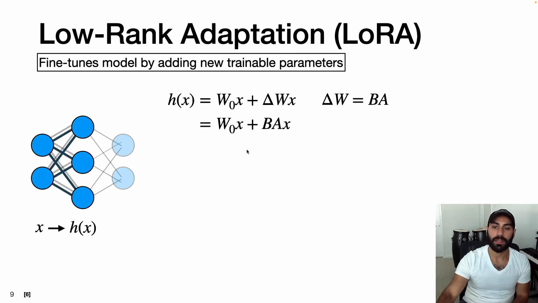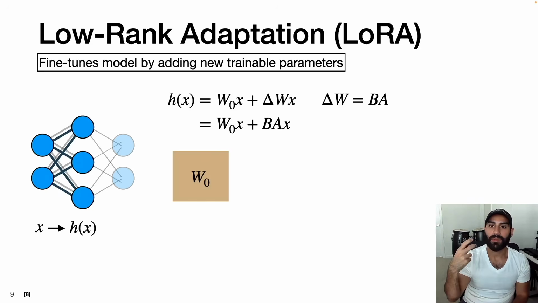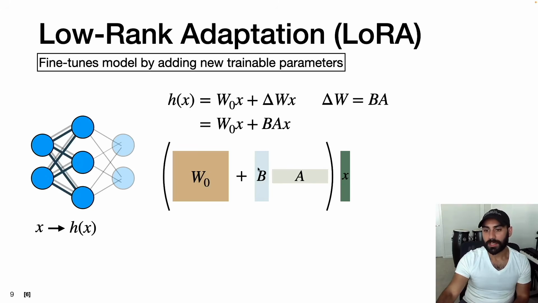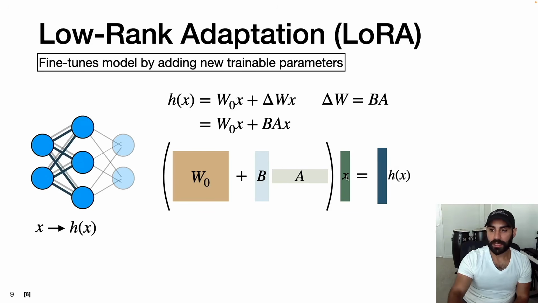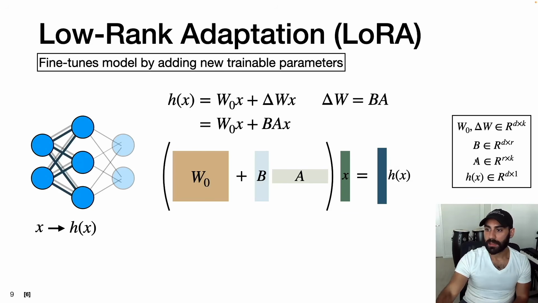In this case, our hidden layer becomes W naught times x plus BA times x. Looking at this more visually, we have W naught, which is the same weight matrix we saw in the previous slide, but now we have B and A, which have far fewer terms than W naught does. And then what we can do is through matrix multiplication, generate a matrix of the proper size, namely delta W, add it to W naught, multiply all that by x, and generate our h of x. Looking at the dimensionality of these things, W naught and delta W live in the same space. They're matrices of d by k. B is going to be a matrix of d by r. A is going to be a matrix of r by k.